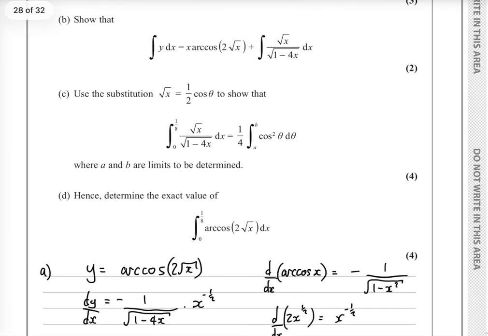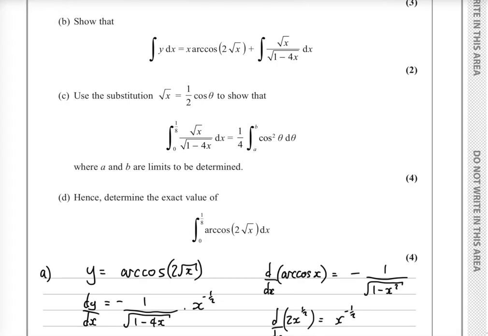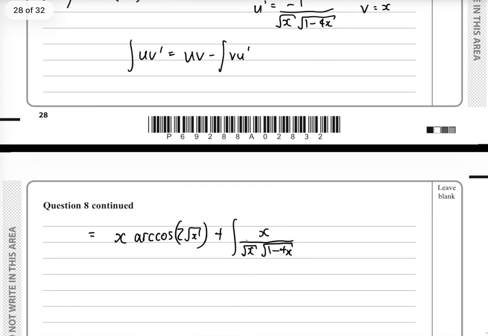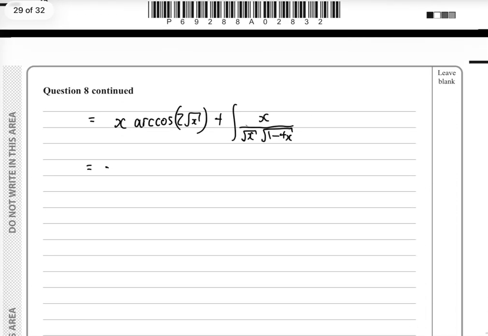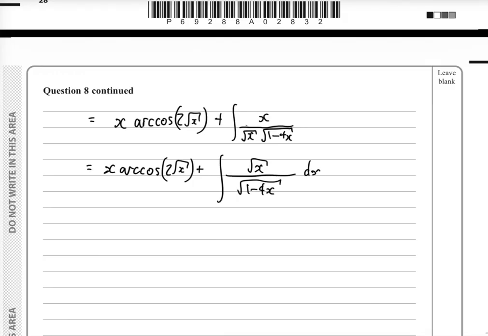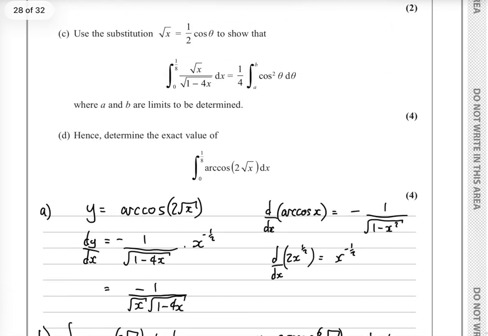Now what are we trying to do? We're trying to show it's equal to this. We're very close. We just need to combine our x and the root x in the denominator to get this root x in the numerator. Everything else stays the same. And there is our solution for part B.